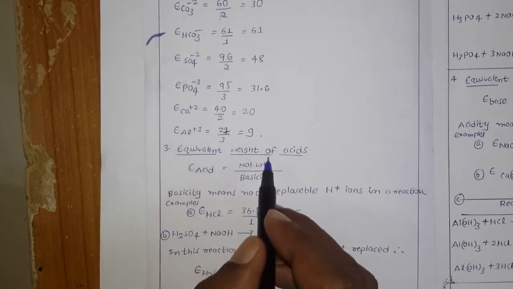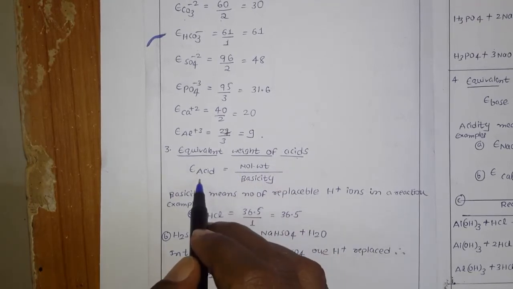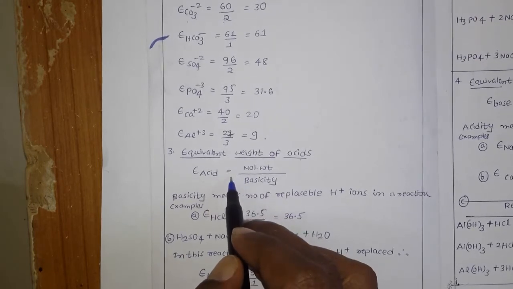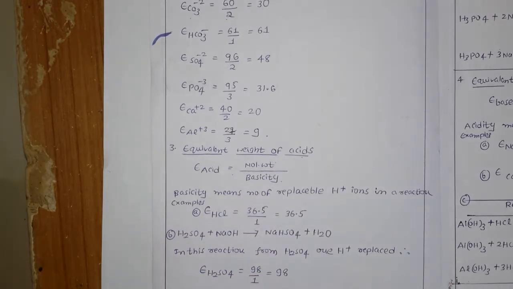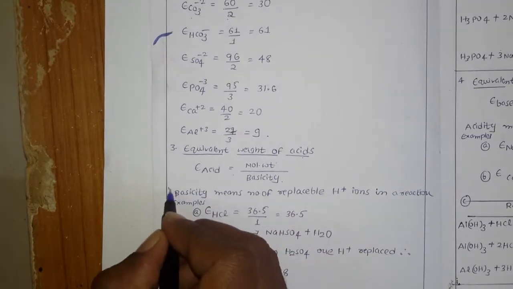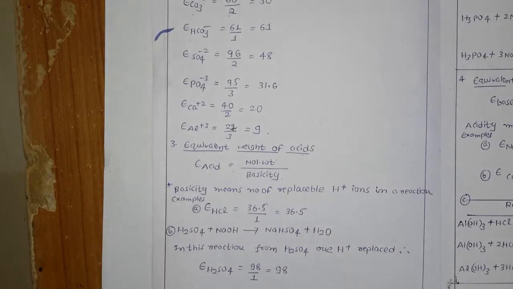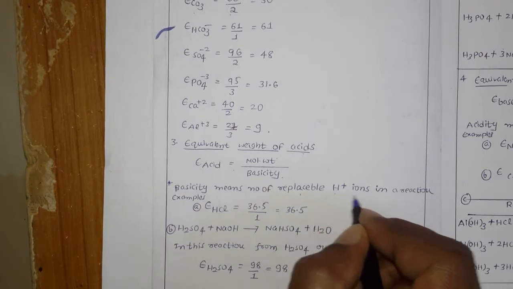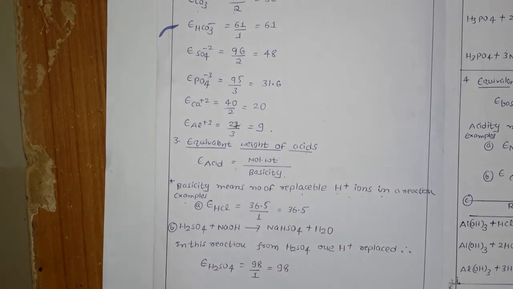Next, come to the equivalent weight of acids. What is the equivalent weight of an acid? Very simple. Generally acids are molecules. The equivalent weight of an acid is equal to the molecular weight divided by its basicity. What is the basicity? This is important. Basicity means the number of replaceable H plus ions in a reaction.